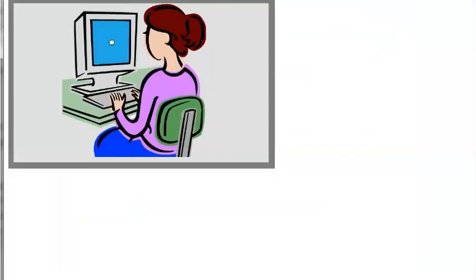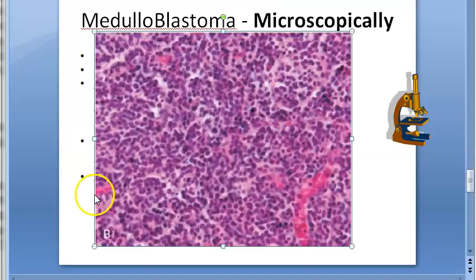How was this gross explanation? Was it fine? Did you like it? Let's move on to the microscopy now. So this photo is taken from Robbins Pathology. Here you can see some rosette formations, guys. So basically these are the characteristics of medulloblastoma.